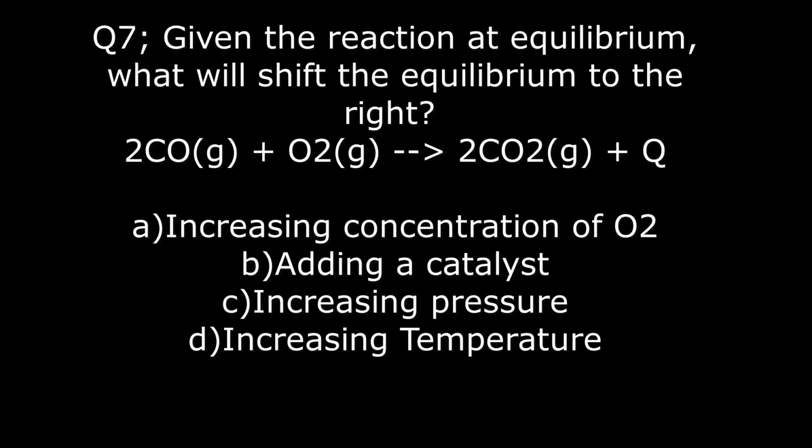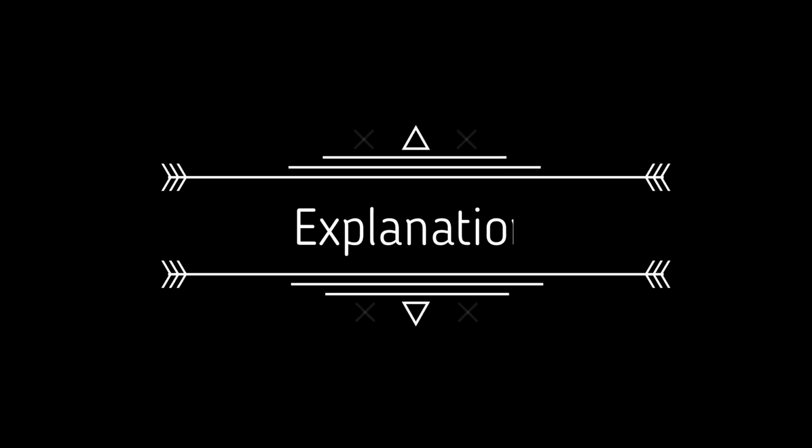So it is the lowest in C. Question 7. Given the reaction at equilibrium, what will shift this equilibrium to the right? A. Increasing the concentration of oxygen. B. Adding a catalyst. C. Increasing pressure. And D. Increasing temperature. The answer is A and C. Because there are fewer gas molecules on the product side, increasing the pressure will shift the equilibrium to the right, and because increasing the reactants will shift the equilibrium to the right.